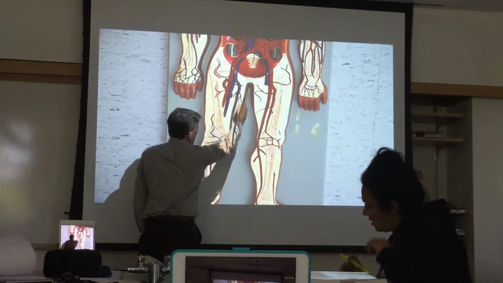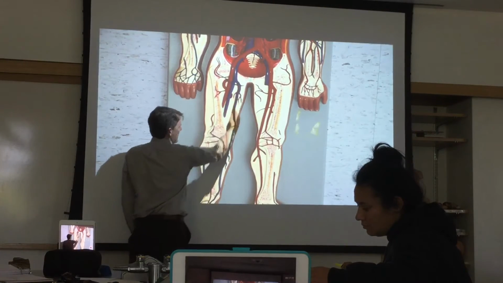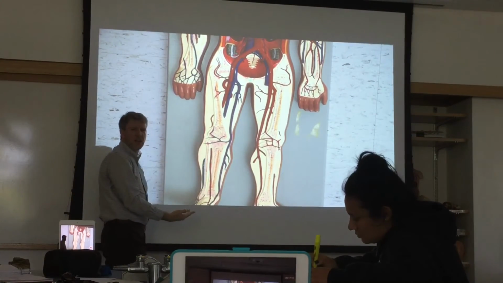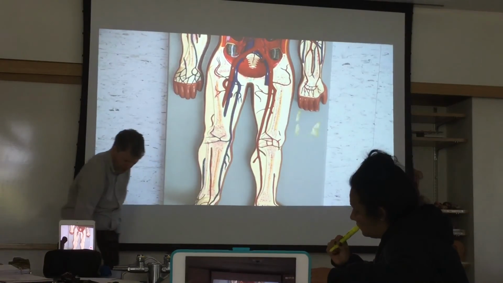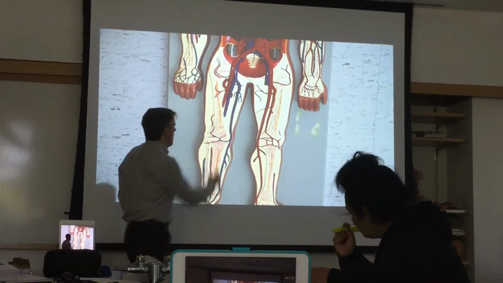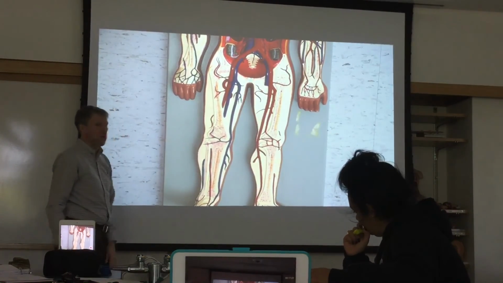This is the biggest vein in your body. This is a superficial vein. Does anyone know what that's called? It's the longest vein in your body, I should say. That's the great saphenous vein. So it's on the medial part of your leg. All right. So that's the great saphenous vein. This little guy on the side is called the short saphenous vein.